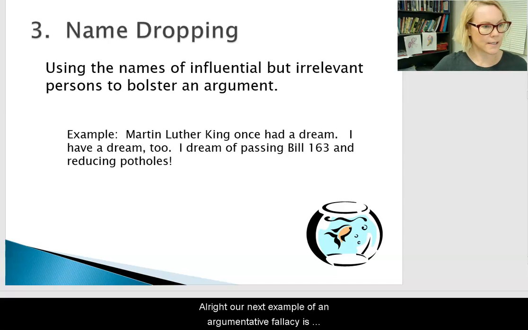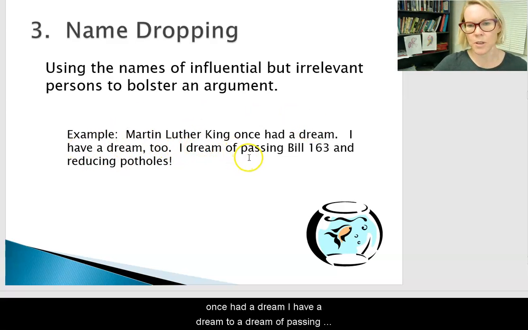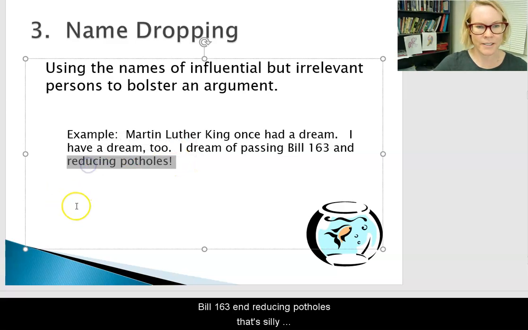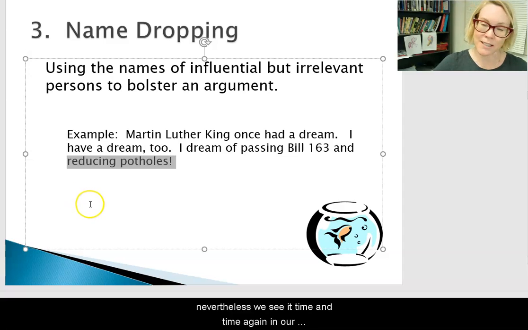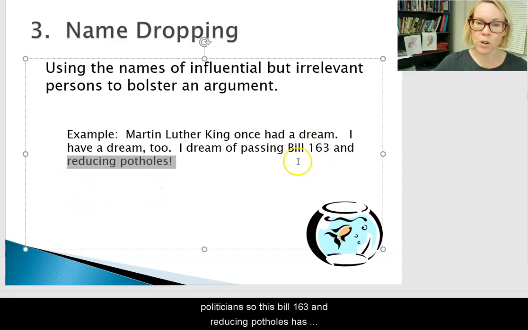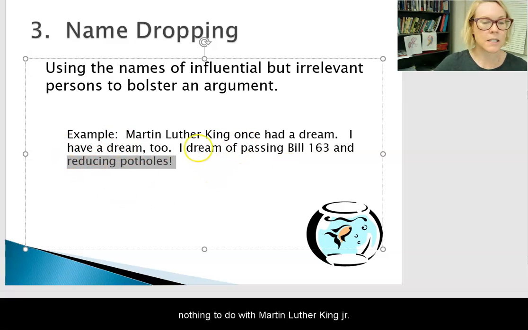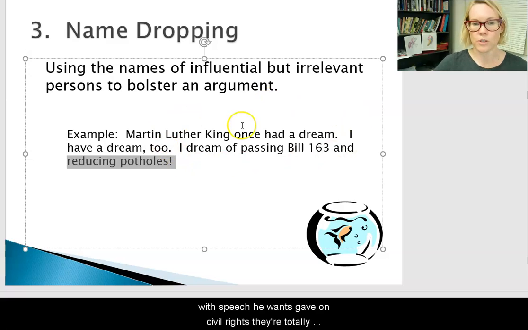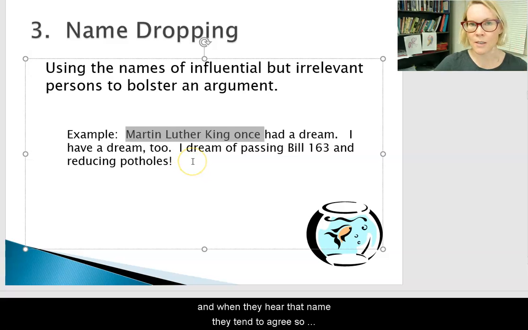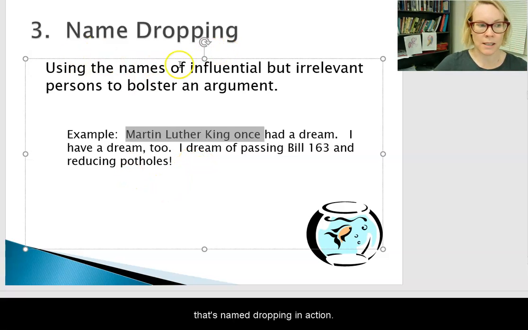All right. Our next example of an argumentative fallacy is name dropping. Now, name dropping is using the names of influential but irrelevant persons to bolster an argument. Take a look at this one. Martin Luther King once had a dream. I have a dream too. I dream of passing Bill 163 and reducing potholes. Oh, that's silly. Nevertheless, we see it time and time again in our politicians. So this Bill 163 and reducing potholes has nothing to do with Martin Luther King Jr. or the speech he once gave on civil rights. They're totally unrelated. But this speaker knows that people are influenced by Martin Luther King Jr. And when they hear that name, they tend to agree. So that's name dropping in action.